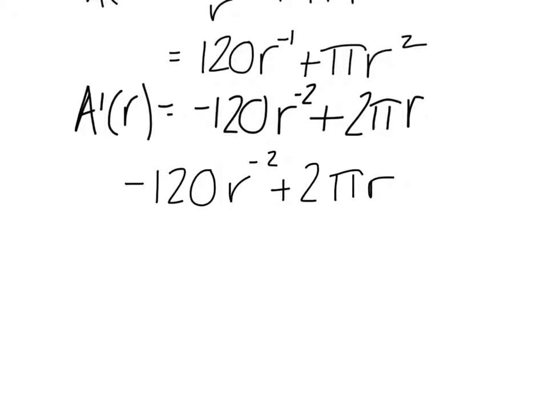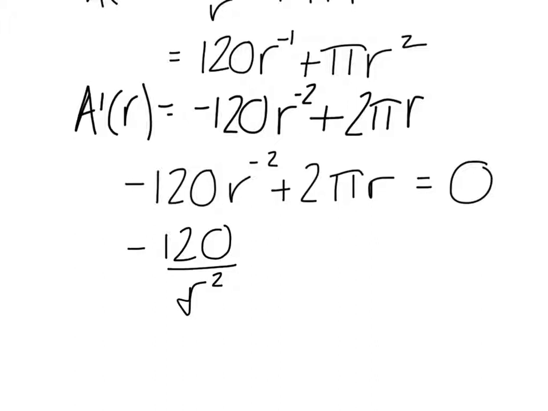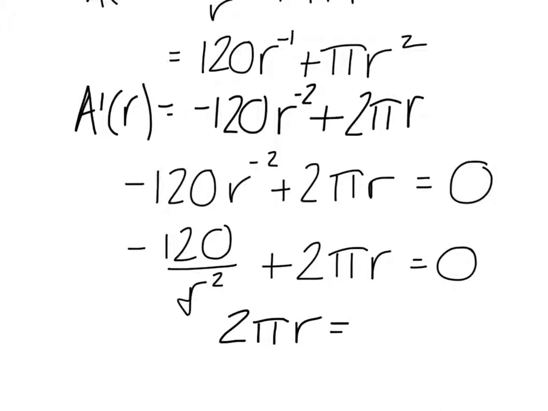We are looking for the stationary points, which means the gradient is equal to 0. What we need to do now is solve for r. To do that, we'll first of all bring r to the minus 2 back onto the bottom line to give a positive index, plus 2 pi r equals 0. What we'll do next is take this negative thing onto the other side of the equal sign, which gives us 2 pi r equals plus 120 over r squared.